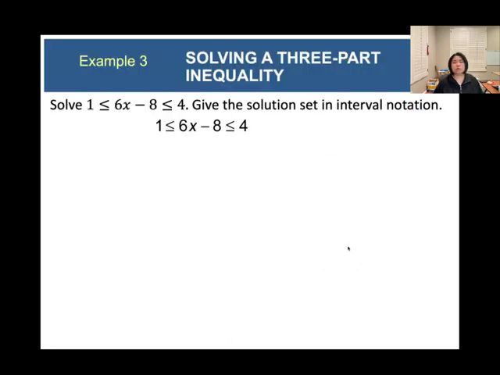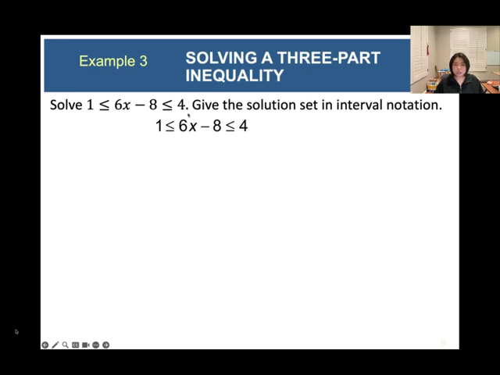Okay, next example. And this one, we do have a 3-part inequality. And actually, you could think about it, this is one equation, this is a second equation. Okay, we're going to combine them together. So let's do this one together.